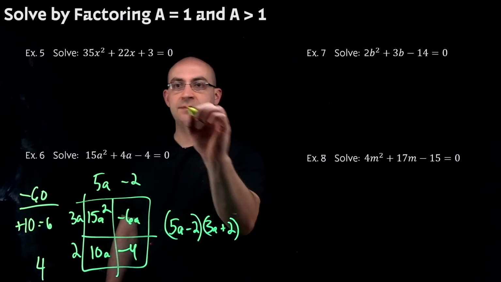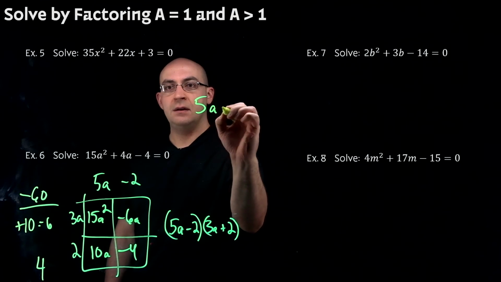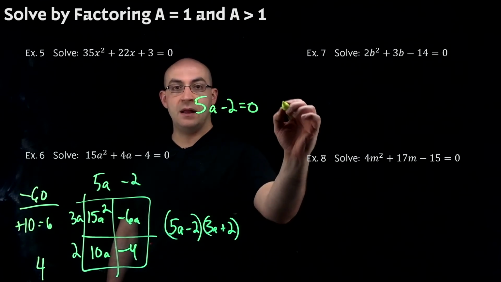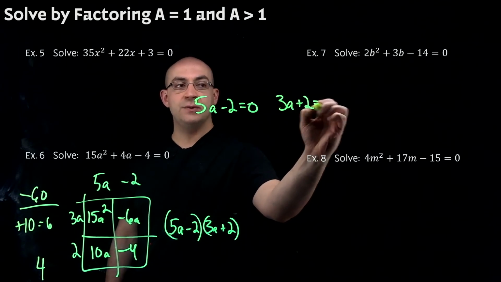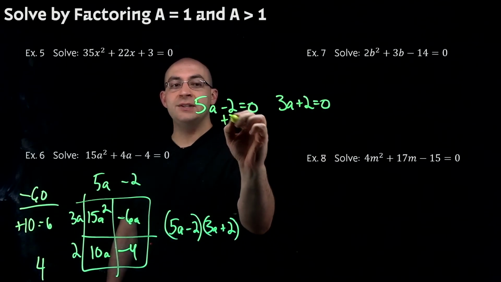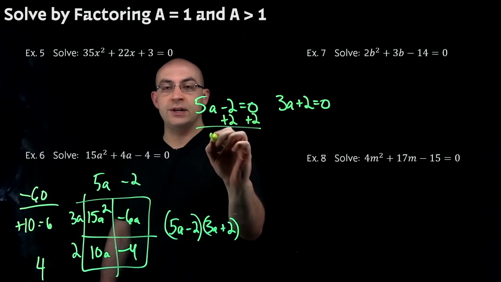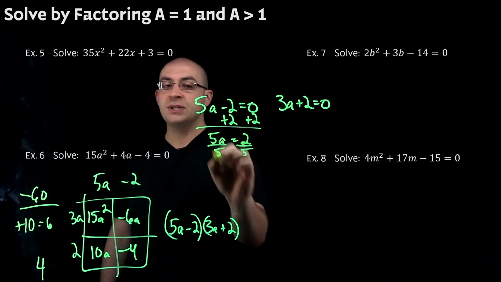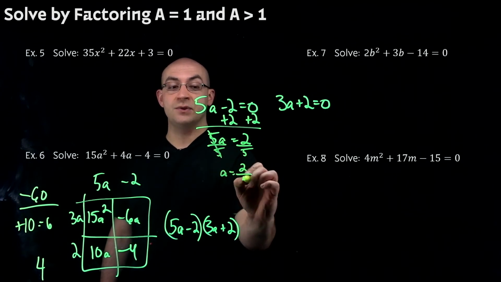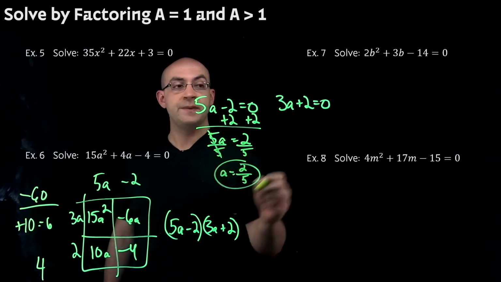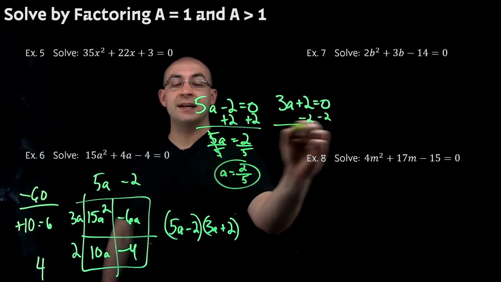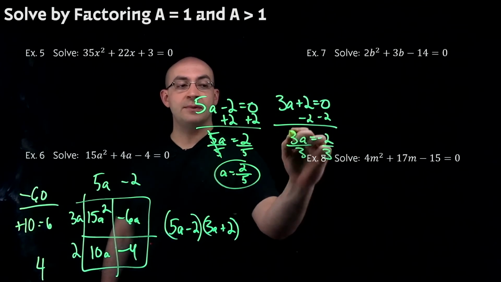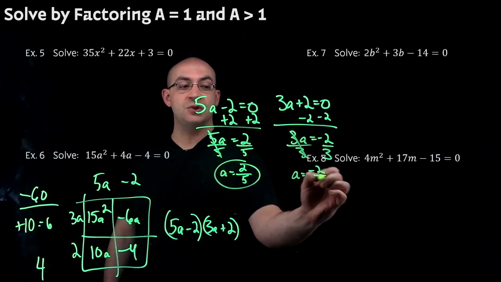So we'll have 5a minus 2 equals 0. Again, we're setting these parentheses equal to 0, right? And then I'll have 3a plus 2 equals 0. Adding 2 to both sides on the first equation gives me 5a equals 2. Divide by 5 on both sides will give me a equals 2/5. That's my first solution. Subtracting 2 on the second equation gives me 3a equals -2. We'll divide by 3 on both sides, where I'll get a equals -2/3.